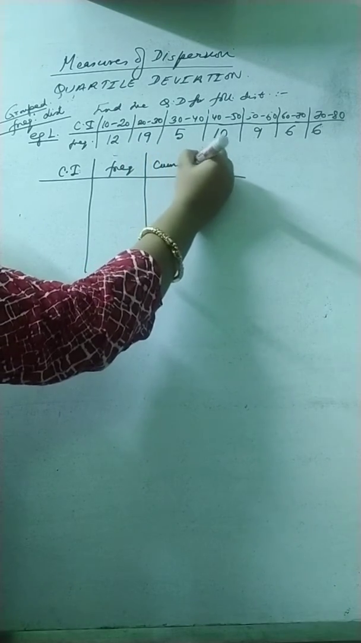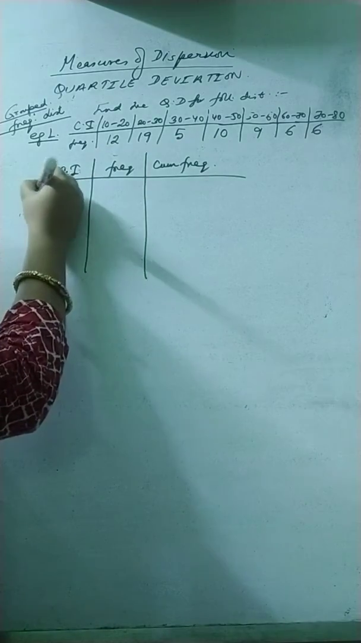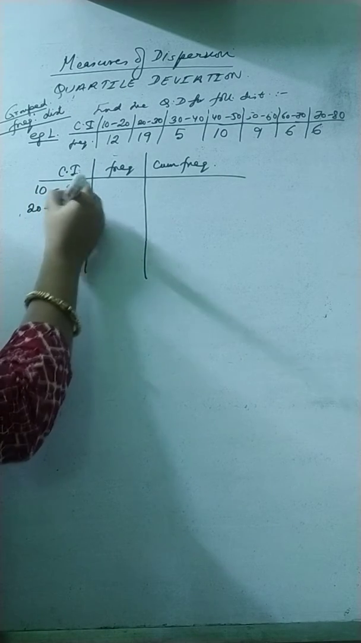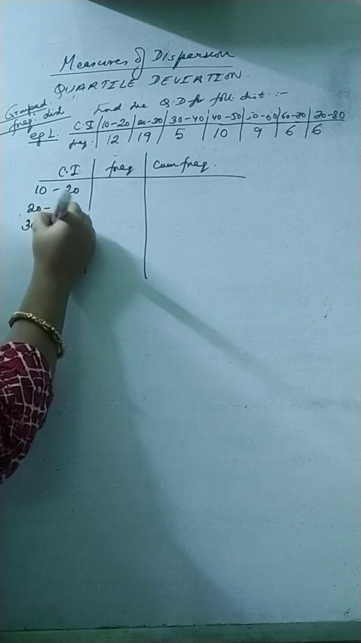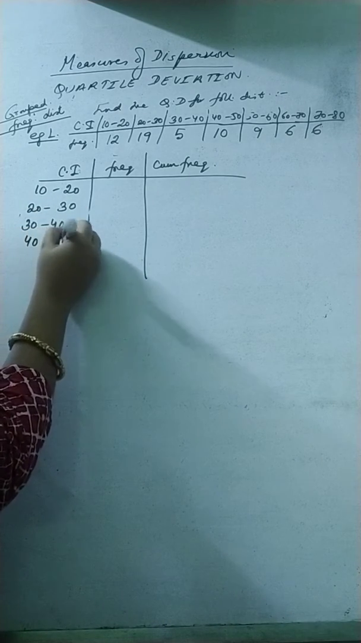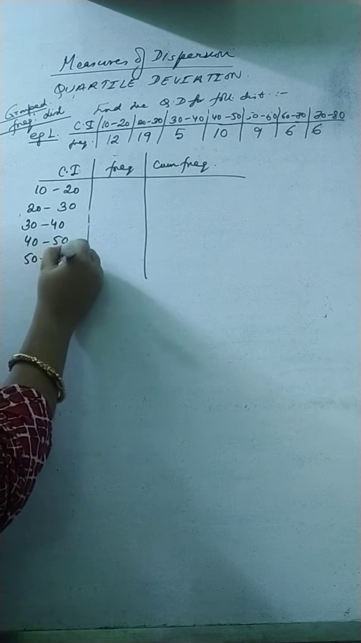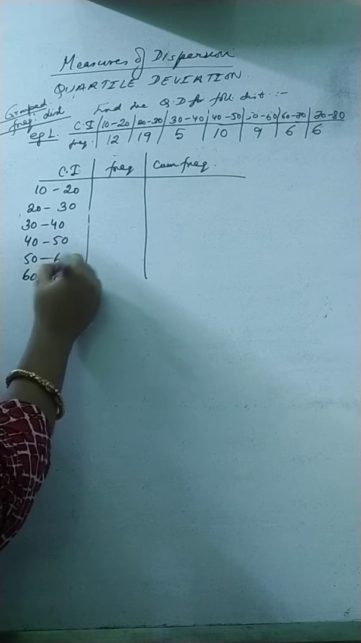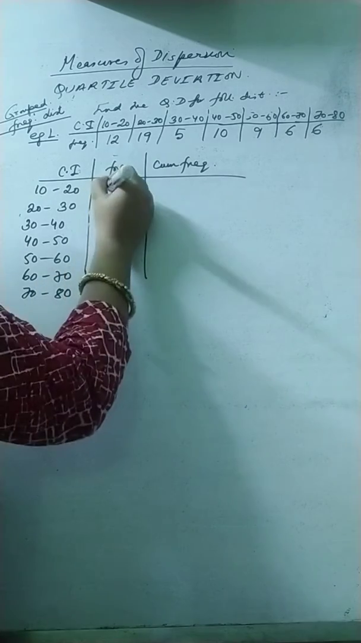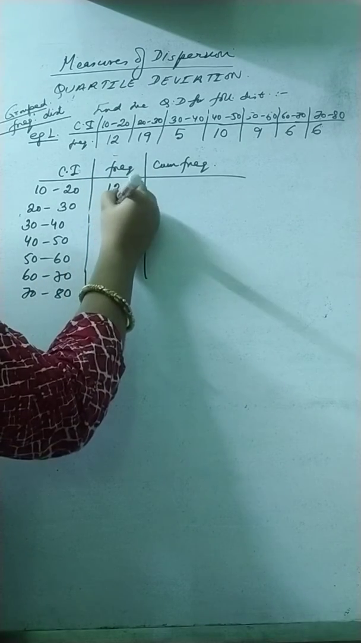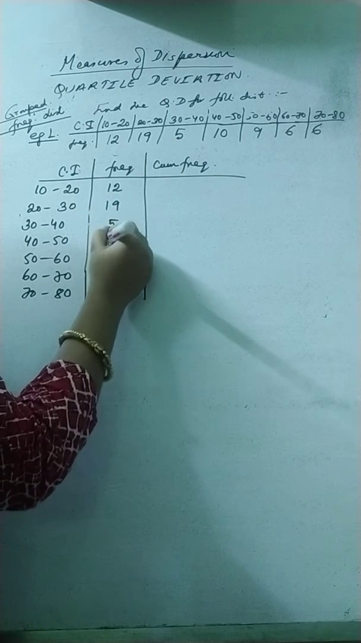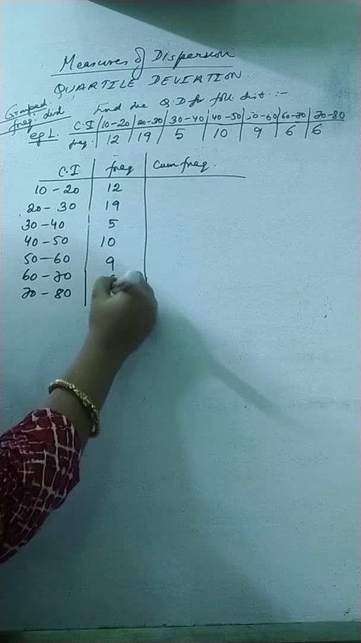Cumulative frequency. So it's 10 to 20, 20 to 30, 30 to 40, 40 to 50, 50 to 60, 60 to 70, 70 to 80. I hope you can see. Frequencies I will be writing vertically: 12, 19, 5, 10, 9, 6, 6.